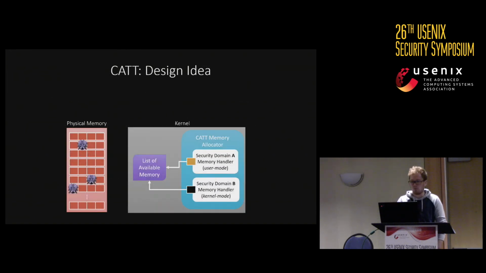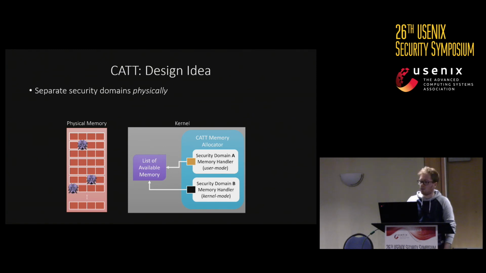And yeah, so the more detailed design idea is with CATT, we wanted to really isolate the different security domains physically in the DRAM memory. So for this, we need to make our memory allocator aware of the underlying DRAM structure and also of this security domain. So you can see in this case we defined two domains, A and B, which correspond to the user mode and the kernel mode in our prototype.